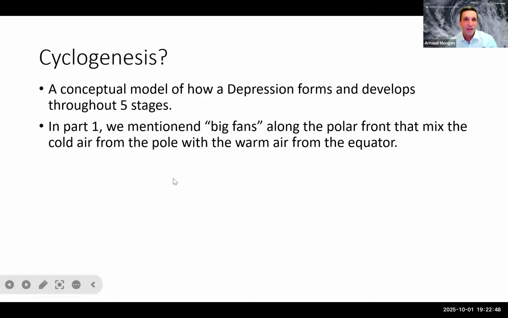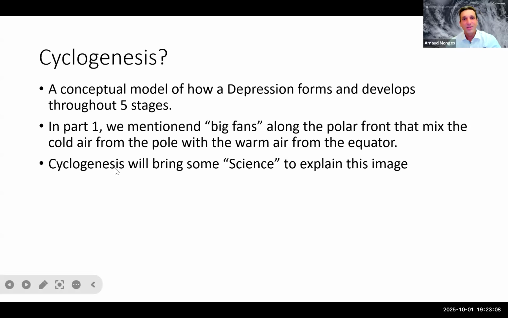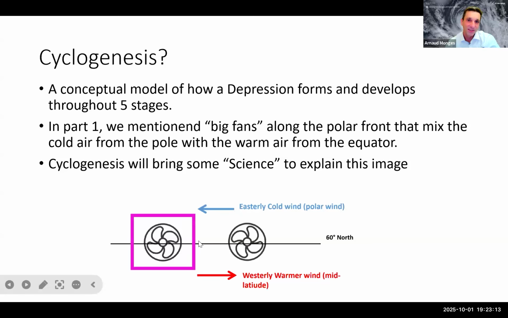Remember in part 1, we mentioned the big fan. If you have to take anything out of it from this webinar, is really a cyclogenesis, a depression, just works like a big fan. I think it will be a good takeaway, which is just mixing the cold air from the north with the warm air from the south. Cyclogenesis will bring now some science to explain this image of this.